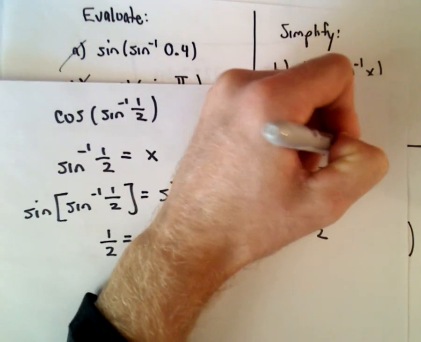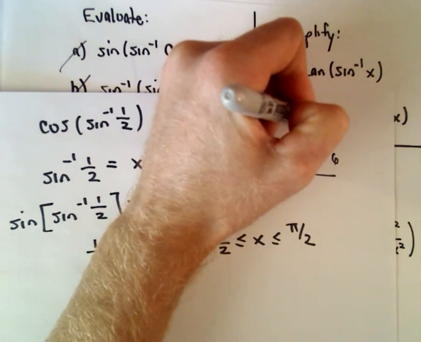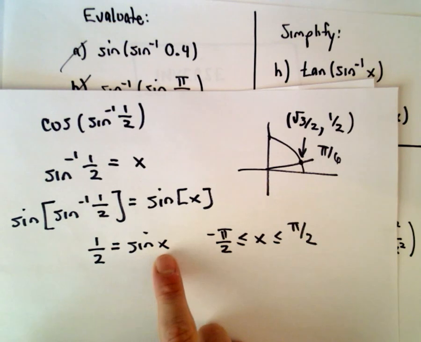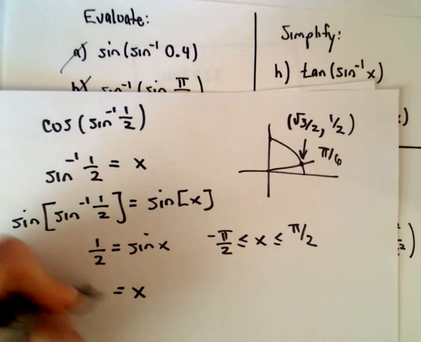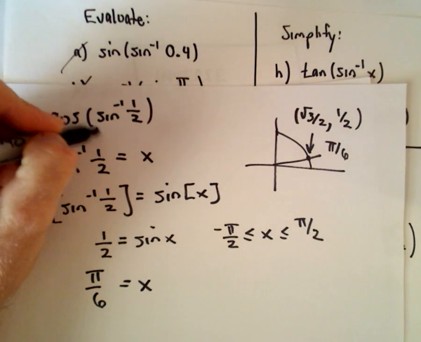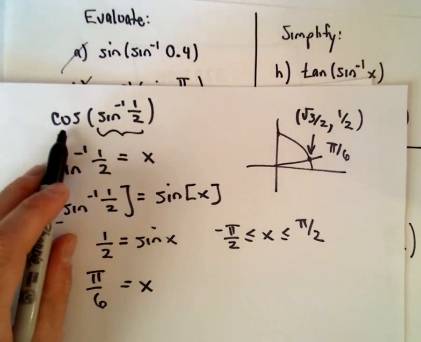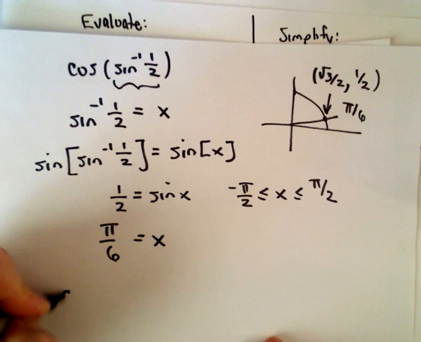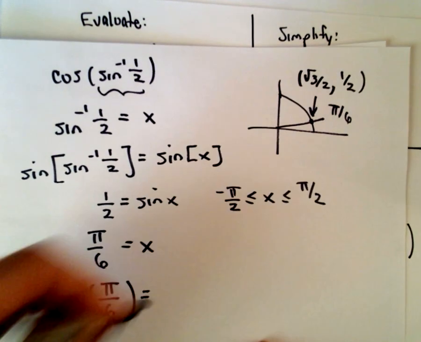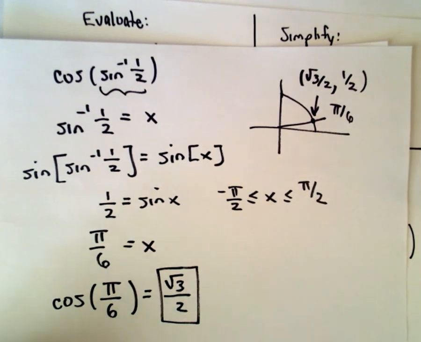Well, let's see. At the angle pi over 6, on the unit circle, the x-coordinate is square root of 3 over 2, but the y-coordinate is 1/2. So sine of pi over 6 equals 1/2. So again, that's going to give us the value of inverse sine of 1/2. So now we know that evaluating cosine of inverse sine of 1/2 is equivalent to evaluating cosine of pi over 6. And again, cosine of pi over 6 is simply going to give us square root of 3 over 2. So that would be our answer for that portion.